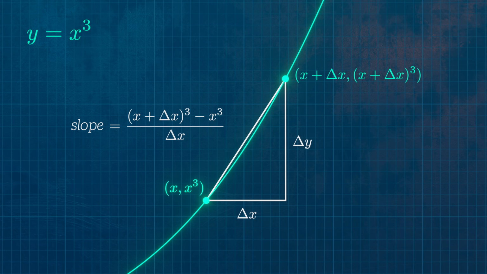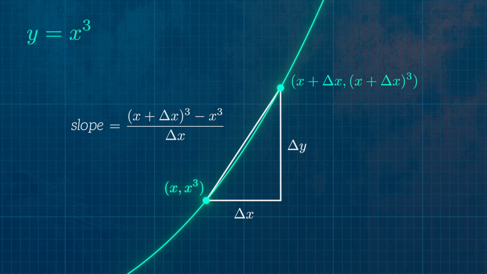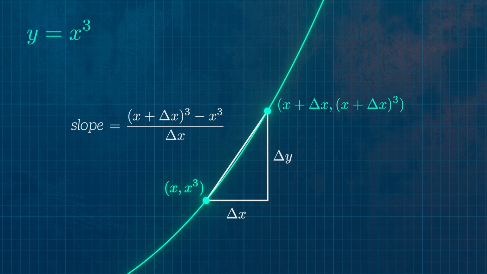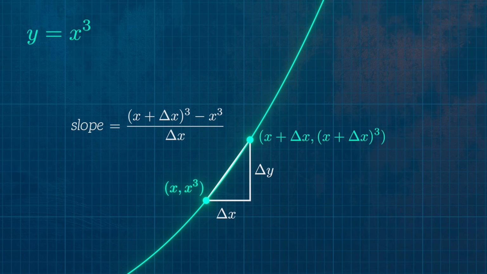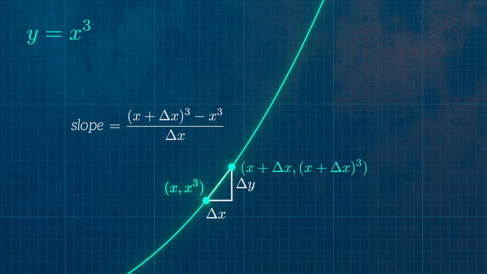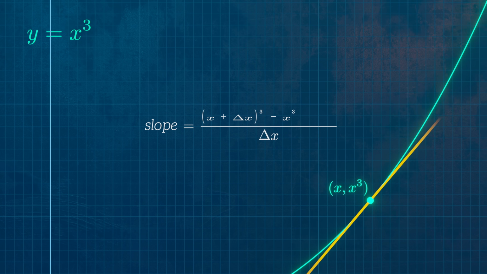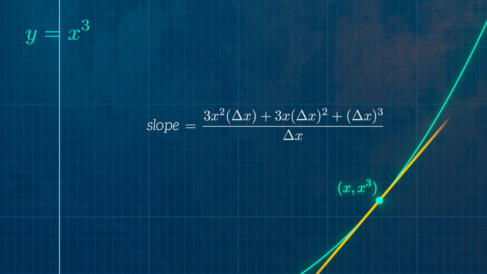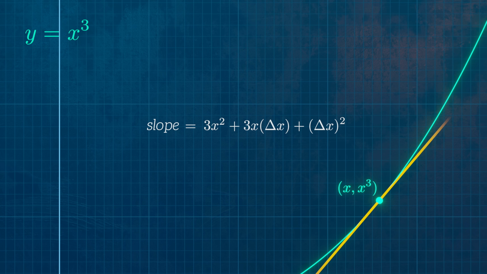Now imagine moving the 2 points closer together, shrinking delta x towards 0. As the points get closer, the line connecting them becomes a better and better approximation of the tangent at the point. And as delta x tends towards 0, the line between the 2 points becomes the true tangent, giving us the exact slope at that point. By expanding the slope equation and taking the limit as delta x tends towards 0, we obtain an equation that gives us the slope of our x cubed function at any point x.